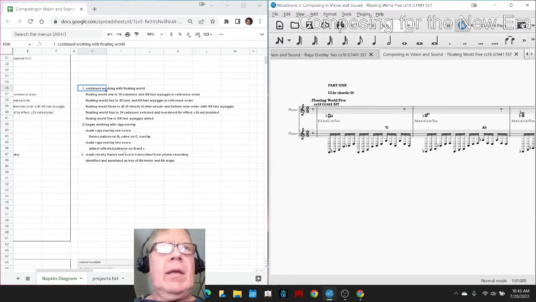Let's try this again. On the left-hand side, you see number one result, continued working with Floating World. On the right-hand side, you see the score, which begins sounding like this.